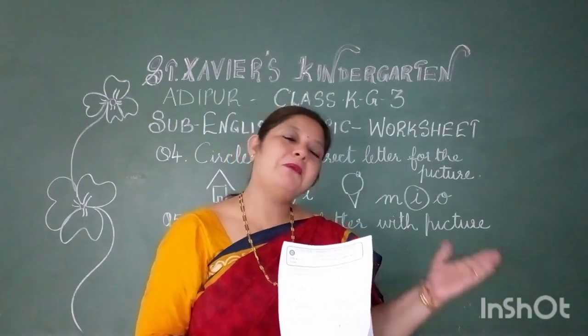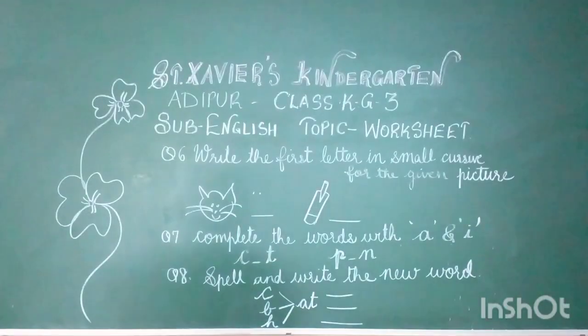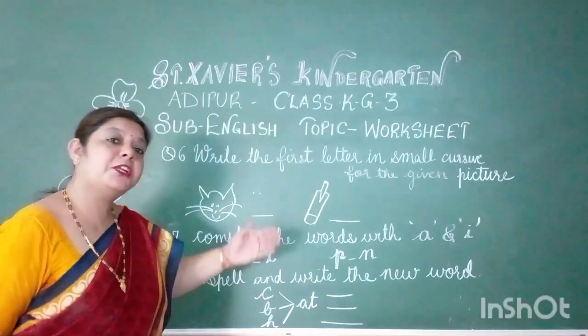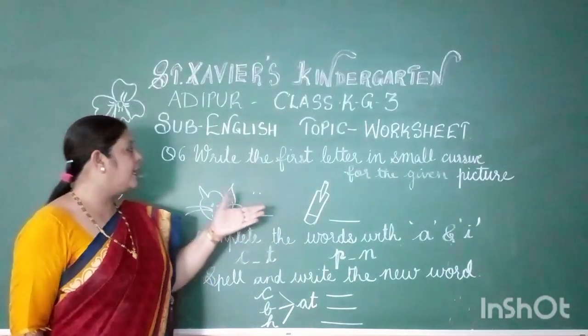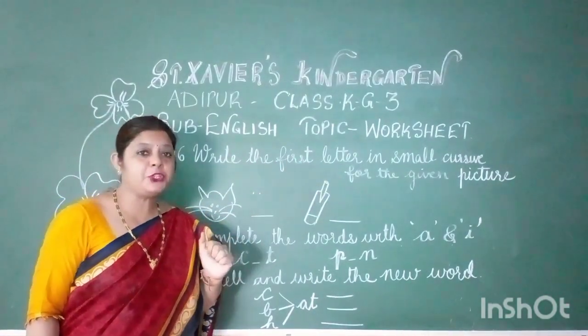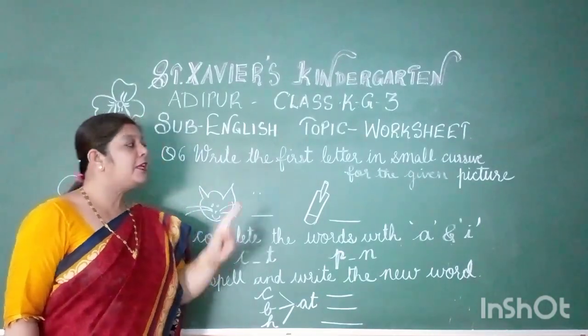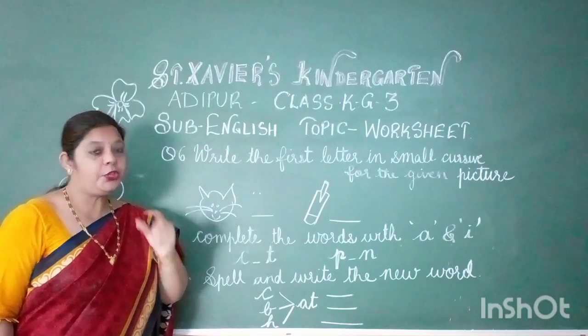question number 6. Ma'am will show you. So you have to see how it is. Question number 6. Are you all ready? Yes. Write the first letter in small cursive for the given picture. आपको पहला लेटर स्मॉल कर्सिव में लिखना है पिक्चर को देख के.